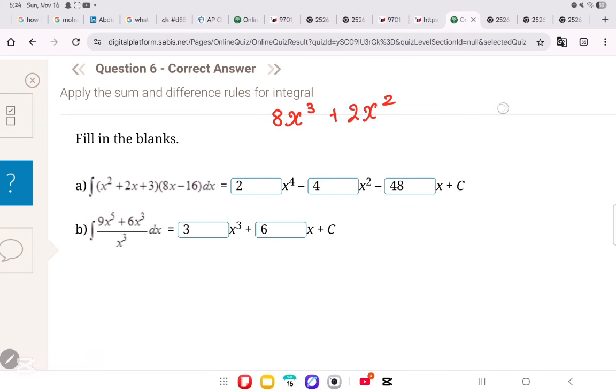Oh, what did I do? My bad. I was in the middle of, x squared times 8x, it's 8x cubed. X squared times 2x times 8x, it's 16x squared. What did I do? I multiplied it wrong, sorry. Okay, so 8x cubed plus 16x squared, right? And then plus 3 times 8, that's gonna be 24x. Now, I do x squared times minus 16, so minus 16x squared.